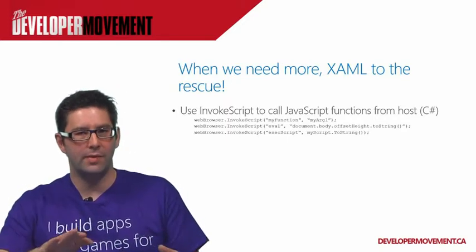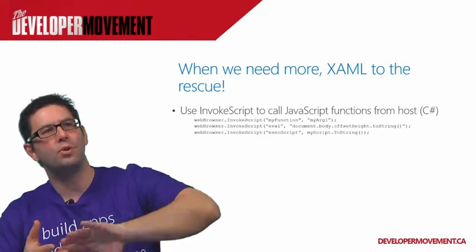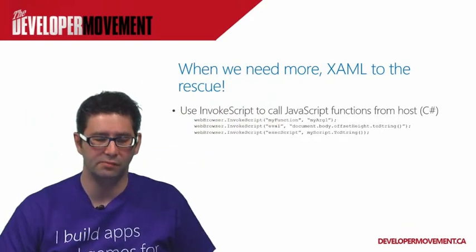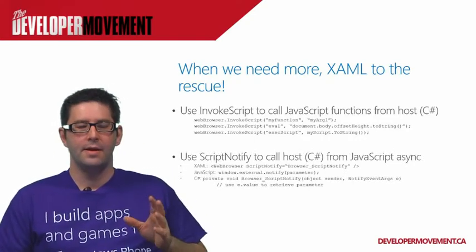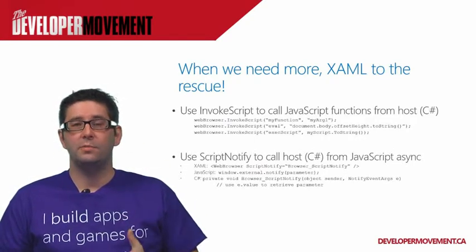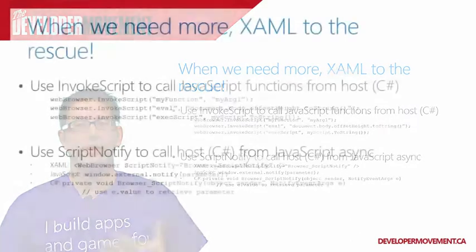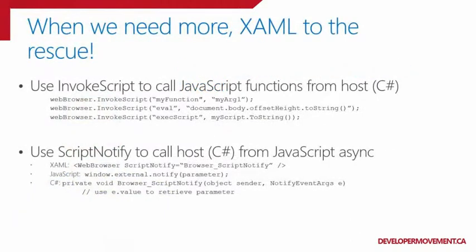But what about the other way around? So you have a JavaScript app that you want to push that information back to the native wrapper. Well, we support that as well. And this is using the script notify technique. So basically what you would have is in the XAML, where you define your web browser control, you would add a property to that XAML saying script notify equals, and then whatever it is that you want to use as the name of your method or function that JavaScript will call when the script notify is done.